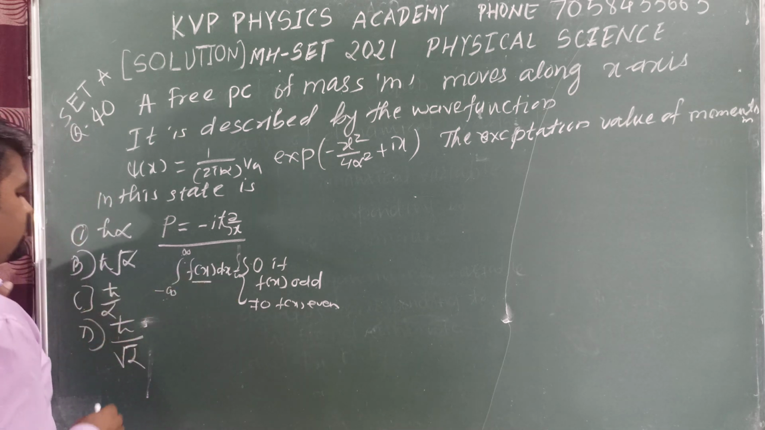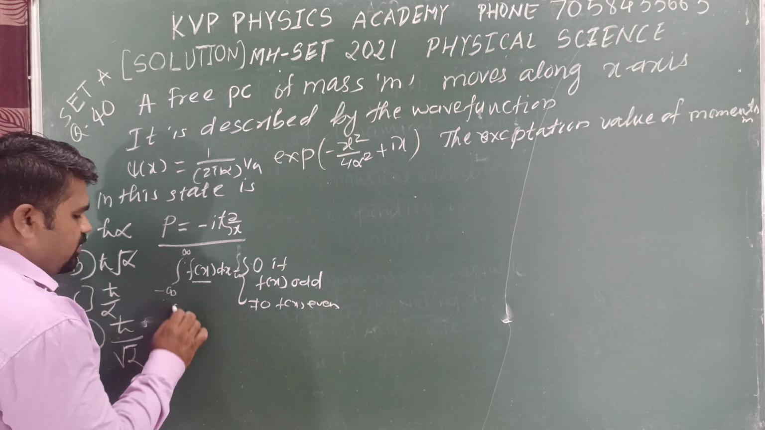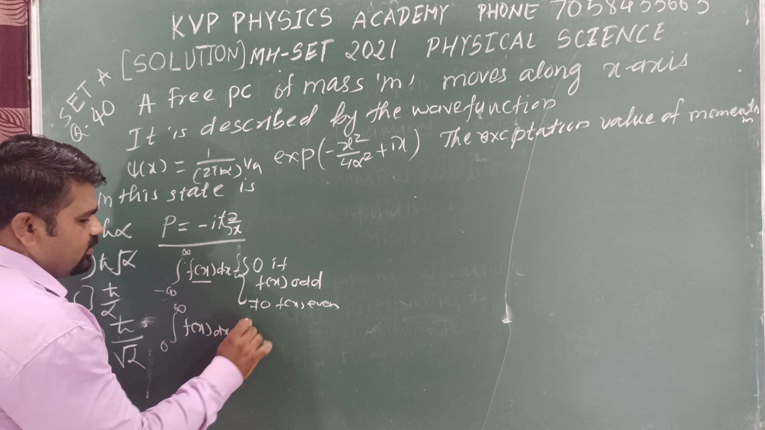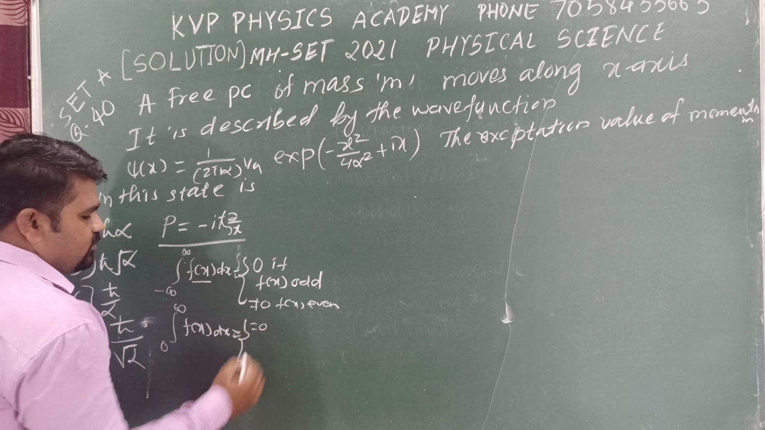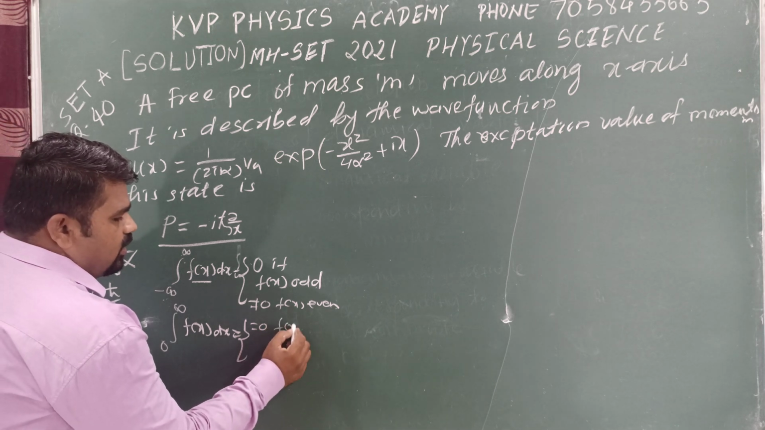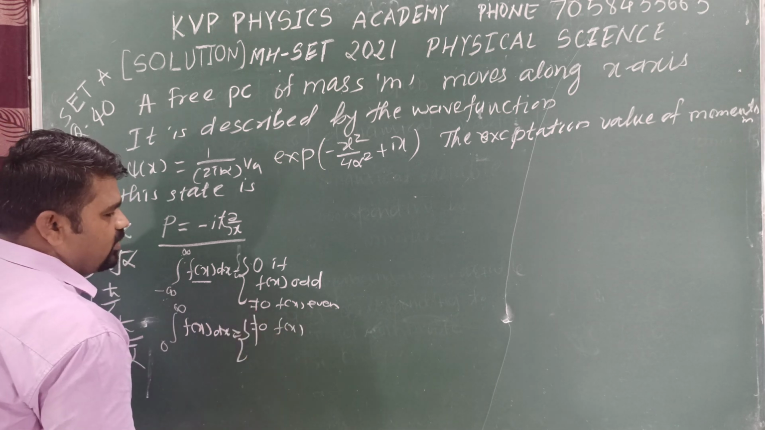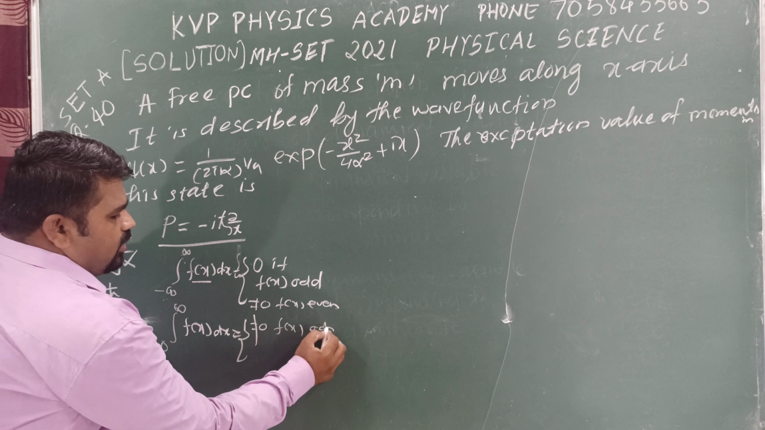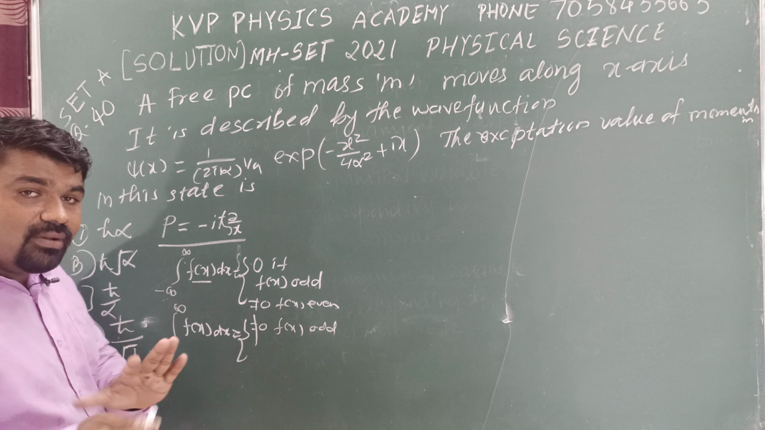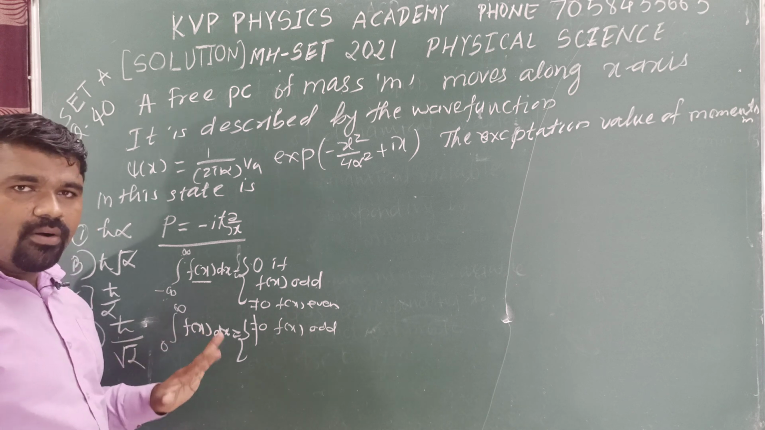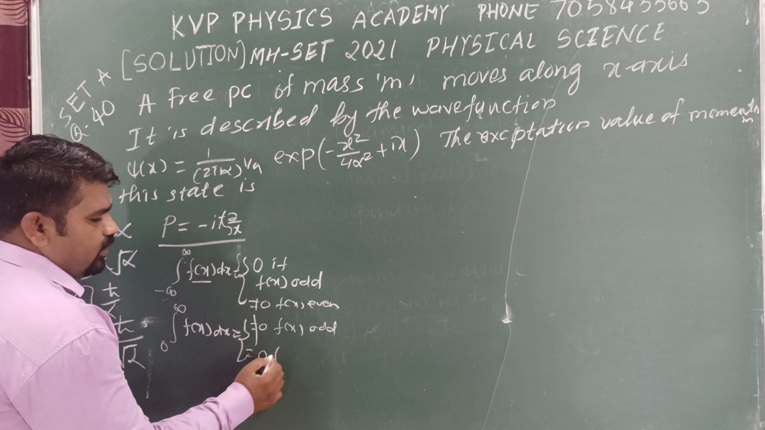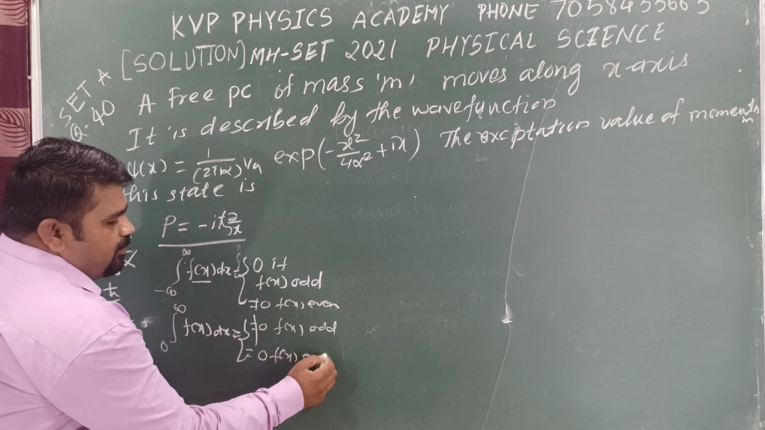And the second one, suppose the limit is 0 to infinity. Again, the integral of f(x) dx is equal to 0 if f(x) is odd. Means the limit is odd, and 0 to infinity means the limit is odd. If the function is also odd, it is non-zero. Next, this is equal to 0 if f(x) is even.